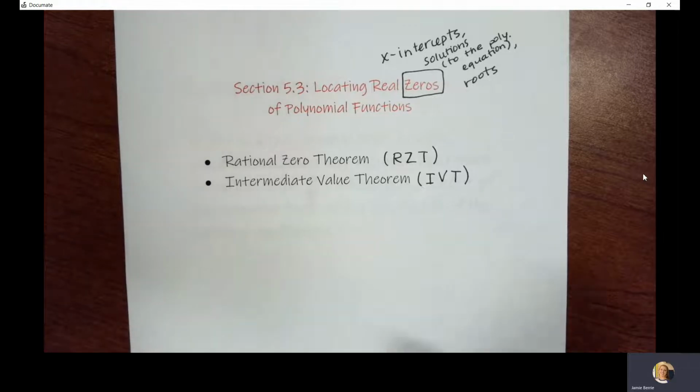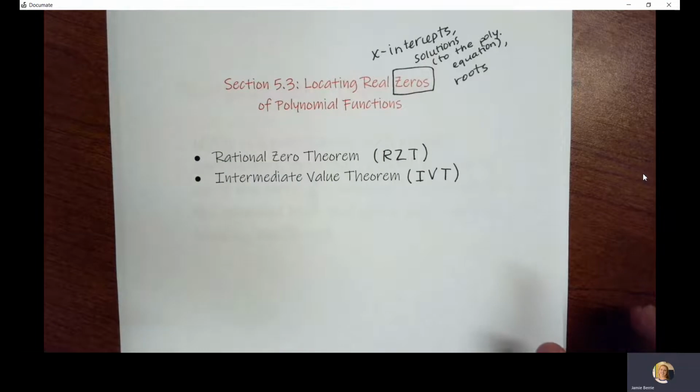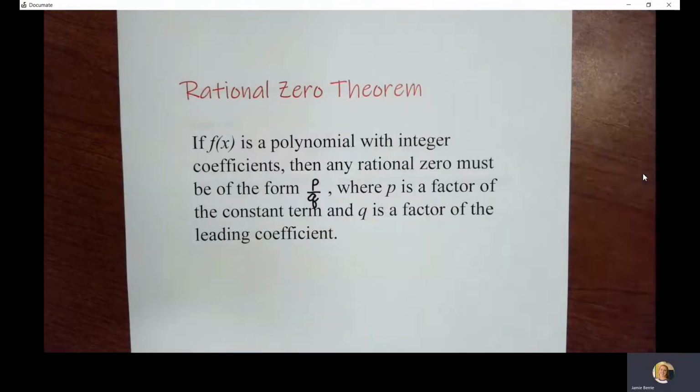All right, so let's jump into the rational zero theorem, and you may need to pause the video to write down these theorems as we go through them. The rational zero theorem says, if f of x is a polynomial with integer coefficients, then any rational zero must be of the form p over q, where p is a factor of the constant term and q is a factor of the leading coefficient.